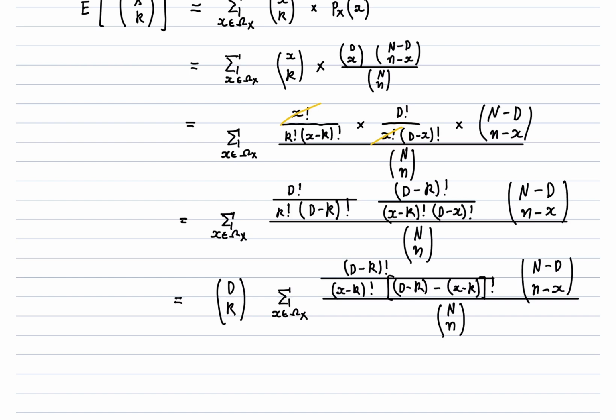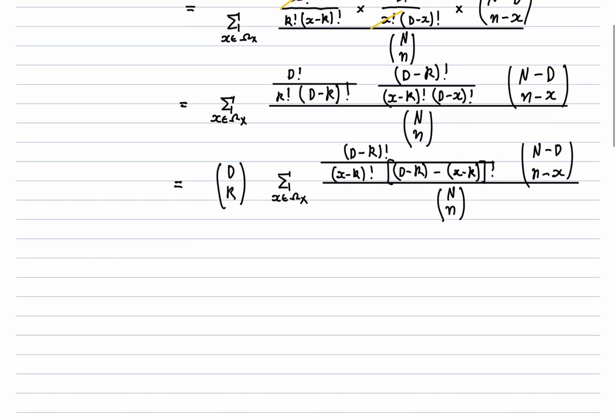And at this point, you might be saying, well, this is looking a little complicated, but I can assure you we're going to get somewhere in the next step. So we've got d choose k still at the front. We've got our summation, x is an element of the support of x. Now this expression here, while complicated, is actually just a combinatorial expression. It's d minus k choose x minus k by definition of the factorial.